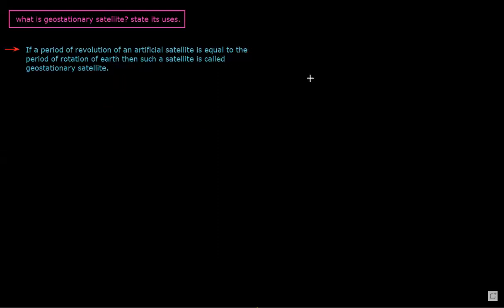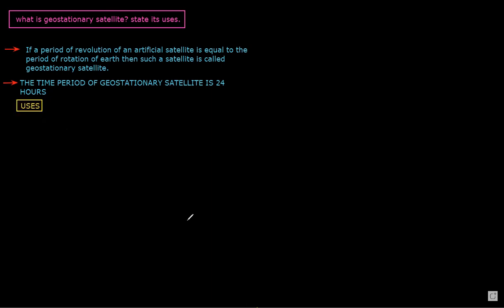For example, suppose this is Earth, you can see here, and suppose this is a satellite. Now, the period of revolution of this satellite, if it is equal to the period of rotation of Earth, then we can say that it is a geostationary satellite. So Earth completes one rotation in 24 hours. So if this satellite completes it in 24 hours, then we can say that it is a geostationary satellite. Understood? So the time period of geostationary satellite is how many hours? 24 hours. Okay. Next one.